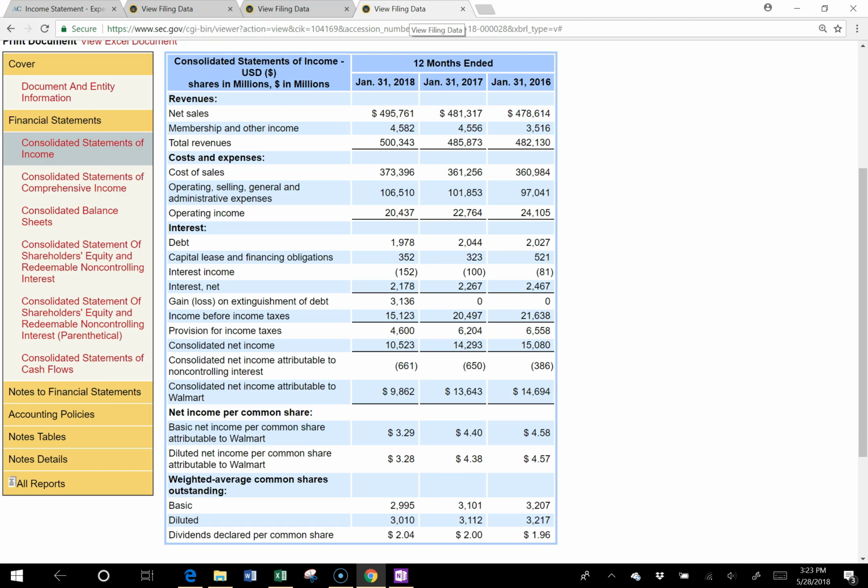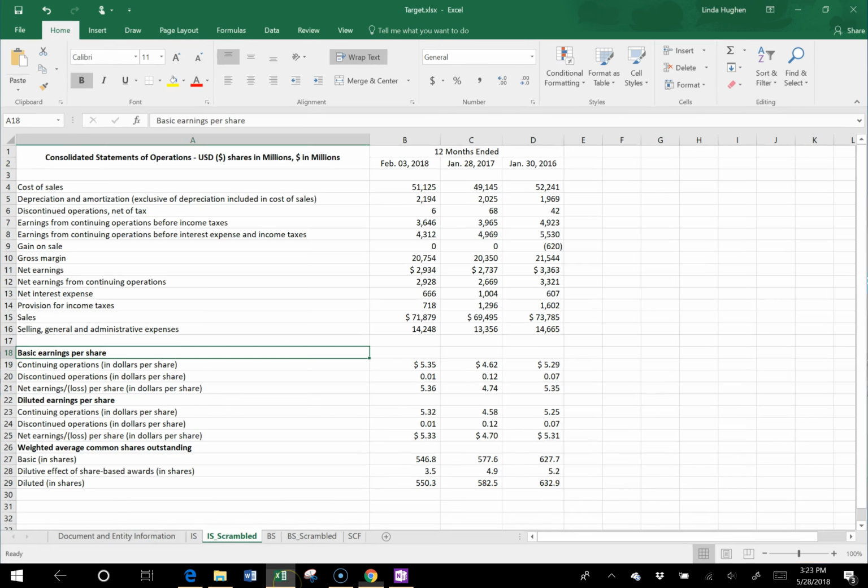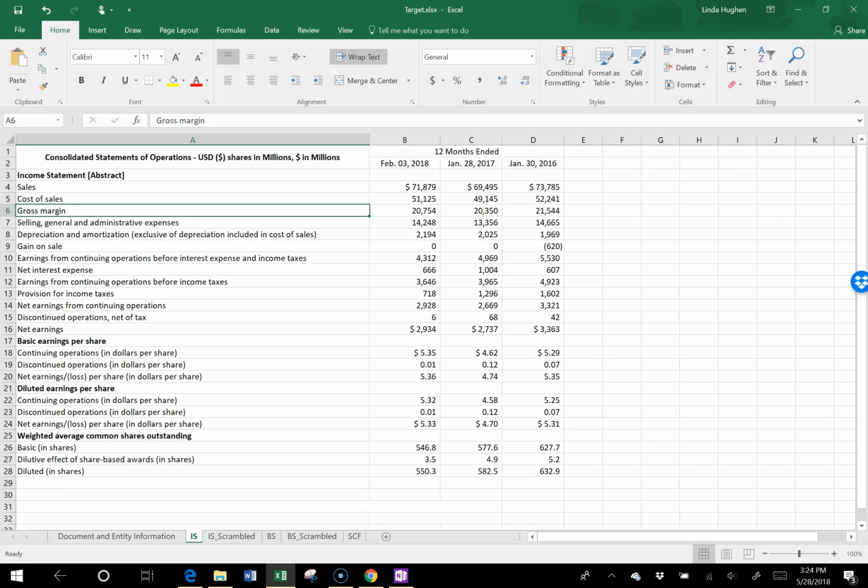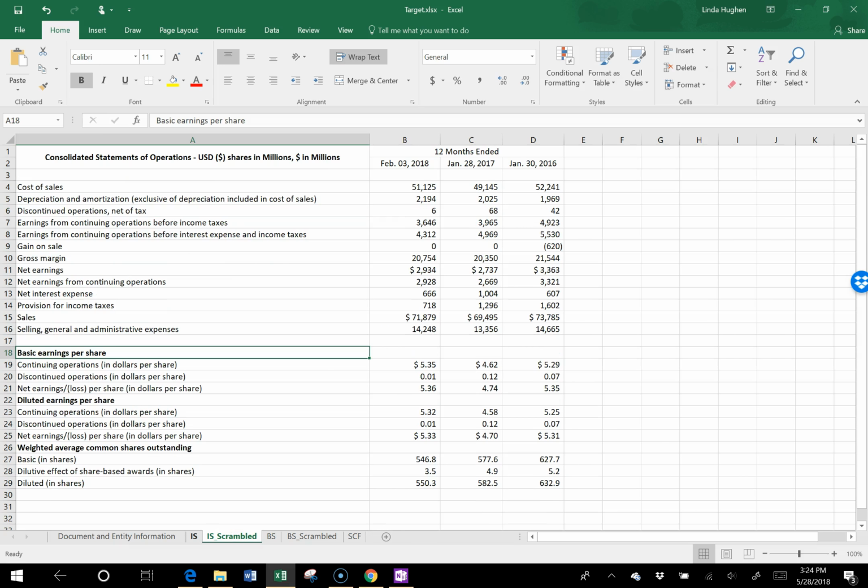All right, next thing that we're going to do is look at Target's most recent income statement. And I have saved that down in Excel. You can find this file in Blackboard, and it's simply called target.xlsx. I've taken their income statement as it was reported, and I scrambled it. I just think these items are in alphabetical order. And what we want to do is reconstruct the income statement as it's supposed to be.